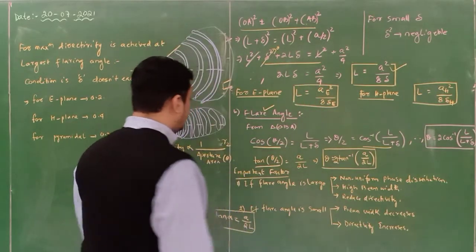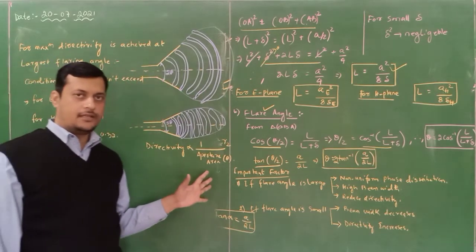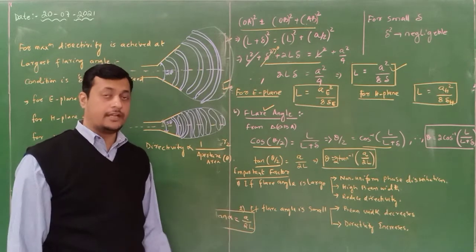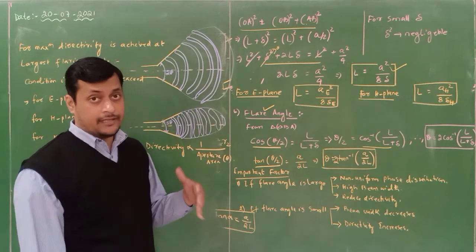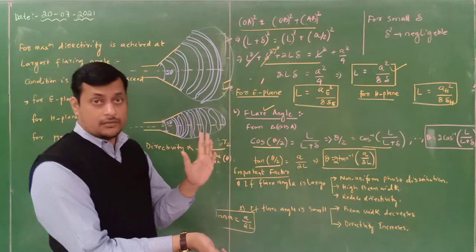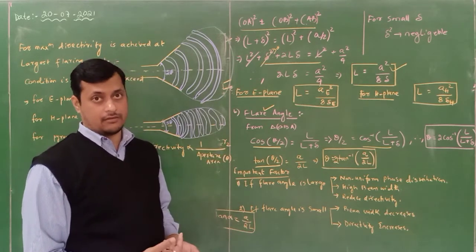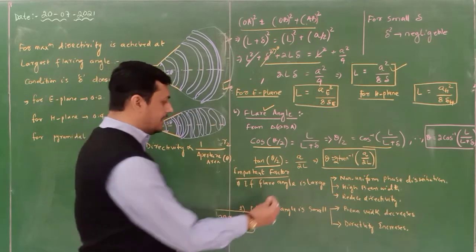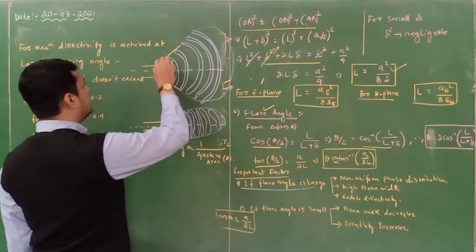So there are two important factors. Depending upon which, the directivity or the beam width will come into picture. Okay, that flaring angle will decide, if the flaring angle is quite big, then what will happen? If it is small, what will happen? That we will discuss now. Now here I have written 2 points. If the flaring angle is large, let us consider this figure.